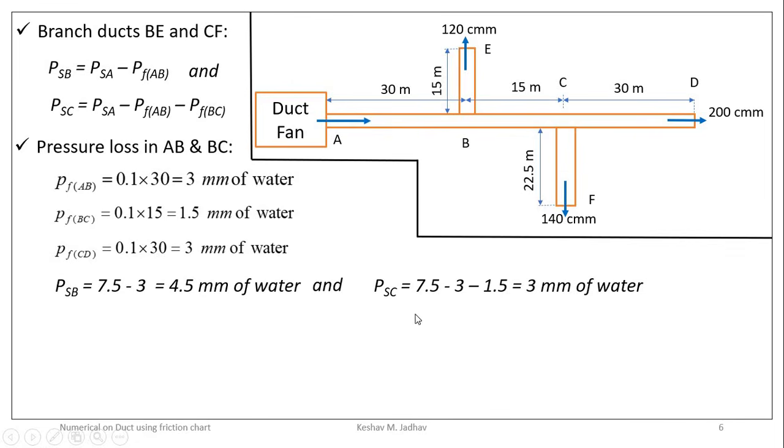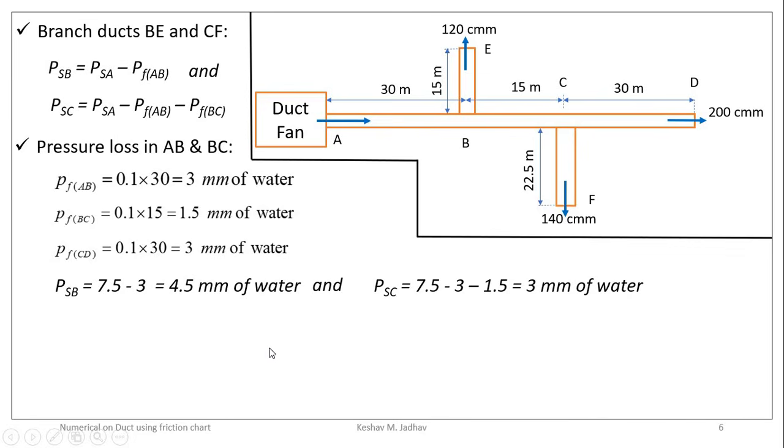So based on these static pressures at point B and at point C, we will calculate pressure drop required per meter length of the duct. So this is the static pressure, and this static pressure is equal to pressure loss in the branch BE, and this PSC, it is the static pressure at point C, which is equal to 3 mm of water. Therefore pressure loss in duct CF is equal to 3 mm of water.